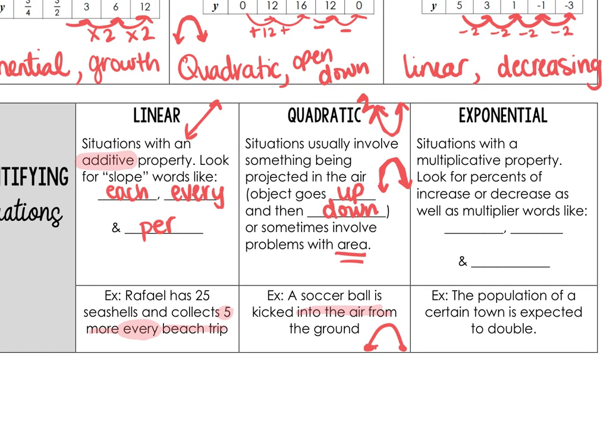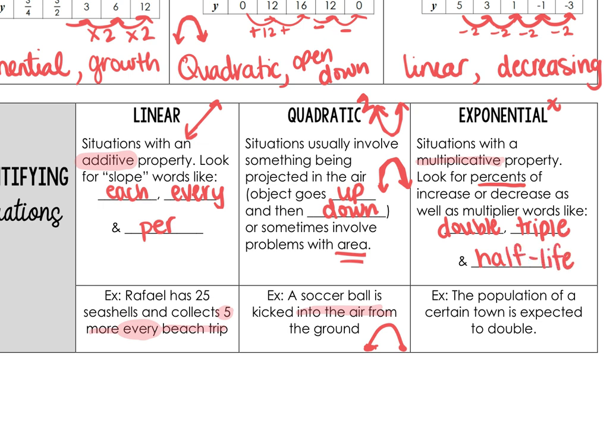And last but not least, we have our exponential functions, and that's where that x is going to be the exponent. And these situations are going to involve a multiplicative property because it's being multiplied by something. And in these kinds of problems, you want to look for percents of increase or decrease, as well as multiplier words like double, something is doubling, or you could have something tripling. Or you could even have something like a half-life.